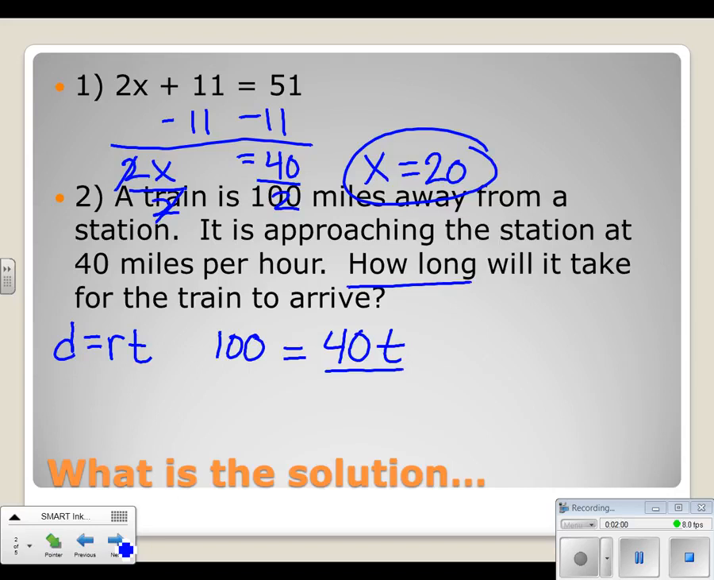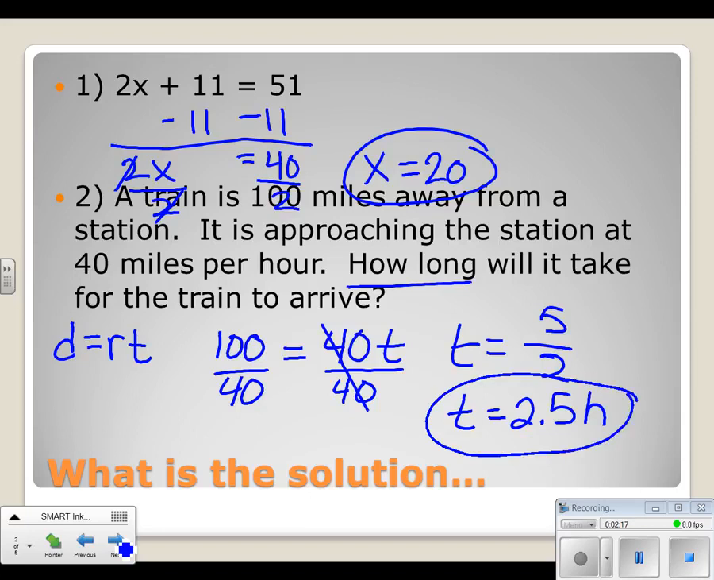So we're going to divide by 40 to isolate the t. So our time reduces: 100 over 40 reduces to 5 over 2, and that time would be 2.5 hours. Once again, this is really important to remember that distance equals rate times time.